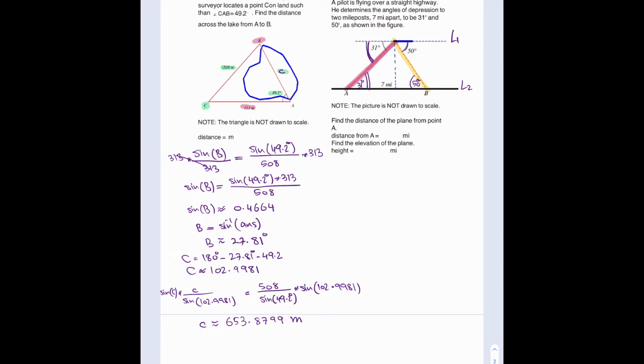Now that we have two angles in that triangle, we can figure out the third angle. We can figure out this last angle right here.